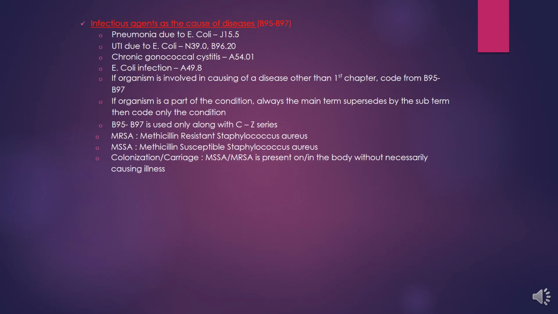Always the main term supersedes the subterm. Then code only the condition. B95-B97 is used only along with a category from the CZ series. MRSA: methicillin-resistant Staphylococcus aureus. MSSA: methicillin-susceptible Staphylococcus aureus. Colonization or carriage: MSSA or MRSA is present in the body without necessarily causing illness.